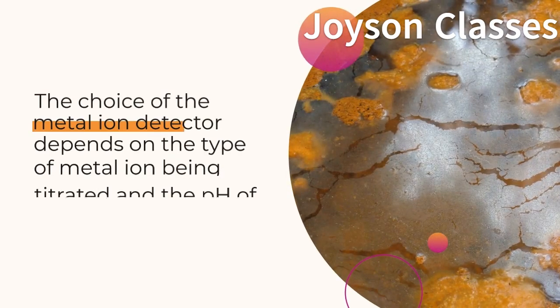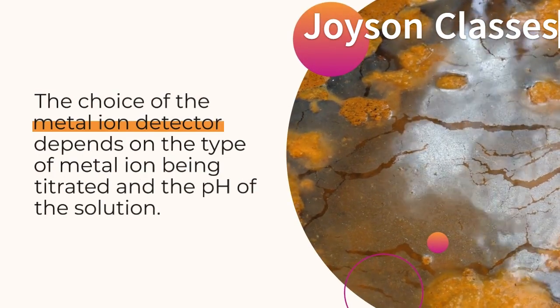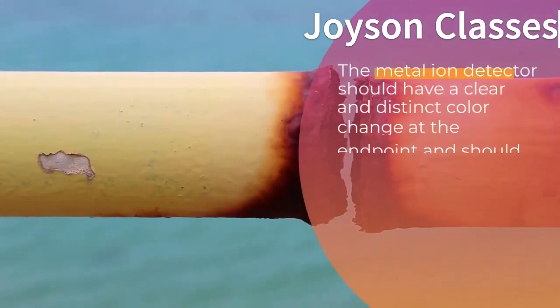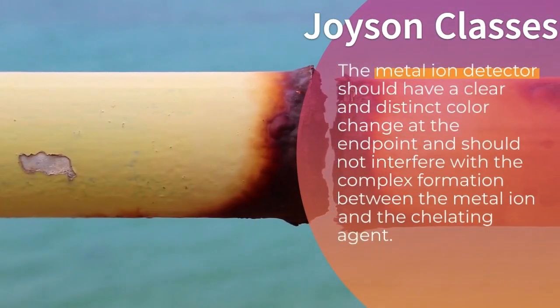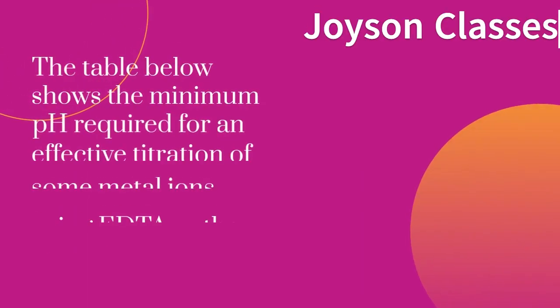The choice of the metal ion detector depends on the type of metal ion being titrated and the pH of the solution. The metal ion detector should have a clear and distinct color change at the endpoint and should not interfere with the complex formation between the metal ion and the chelating agent.